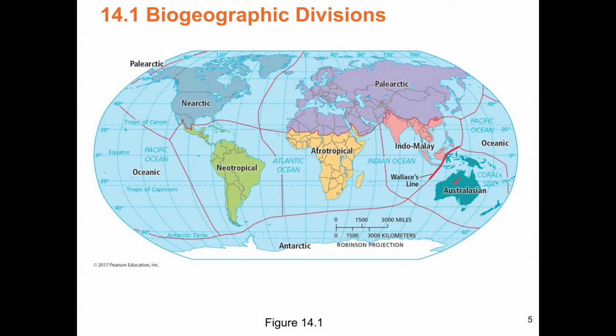Same thing down here between the Australasian and Indo-Malay. Wallace's line is a line on the map, and it overlays a deeper area of the ocean. It was actually a physical barrier to migration between organisms from Australia moving towards Asia, as well as organisms from Asia trying to go to Australia. So in the Australasian, the animals and the plants evolved together, and they evolved separately from the Indo-Malay. Same thing with the Neotropical and the Nearctic.